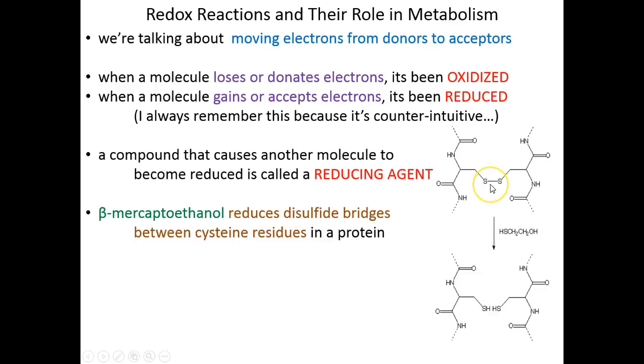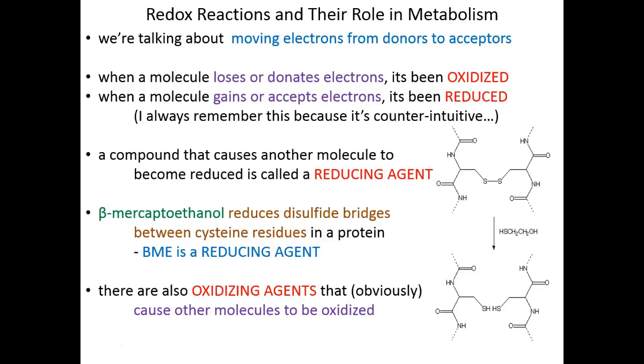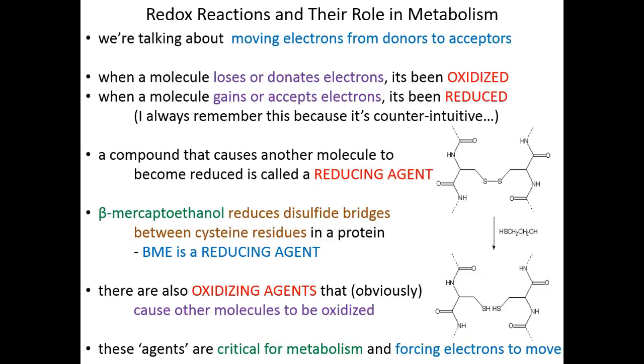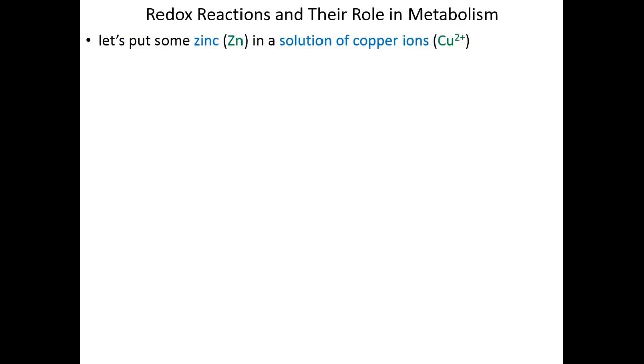And so this is the oxidized form of a disulfide bridge, and this is the reduced form, and you can see that this reduction has broken the disulfide bridge. That makes BME a reducing agent because it caused these two cysteines to become reduced. There are also oxidizing agents, which at this point you probably understand cause other things to become oxidized. So we'll be dealing with reducing and oxidizing agents quite a bit as we go through metabolism, because every time we need something to lose electrons, we need an oxidizing agent. We need something to force that to happen. And likewise, whenever we need a molecule to gain electrons, we're going to require the help of a reducing agent. So let's take the simplest example of a redox reaction that we can think of.